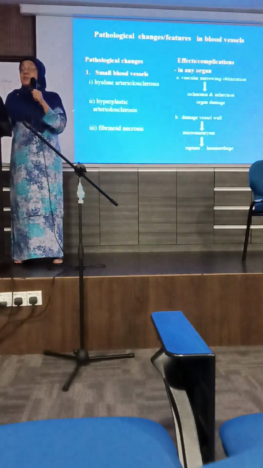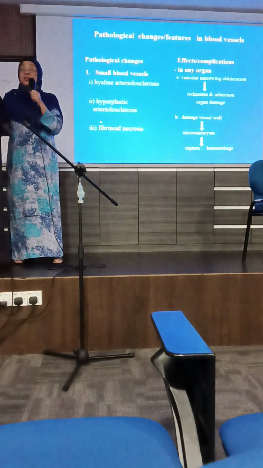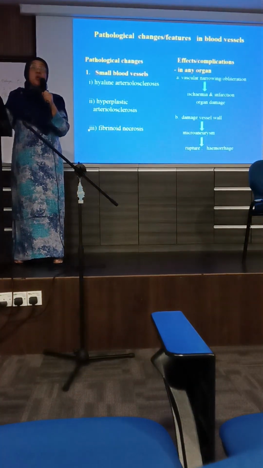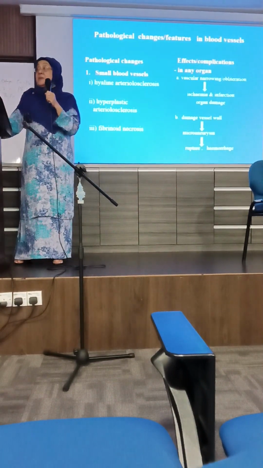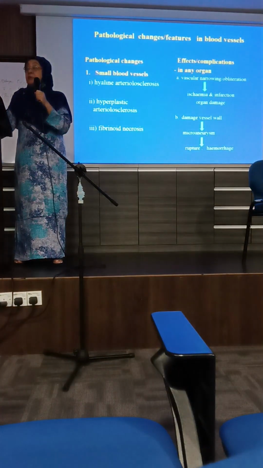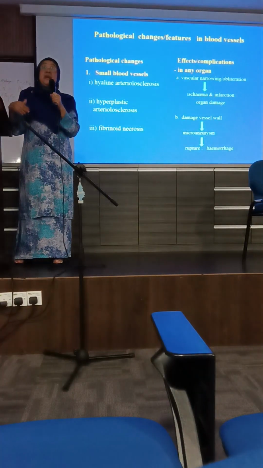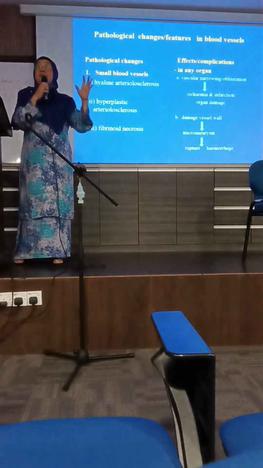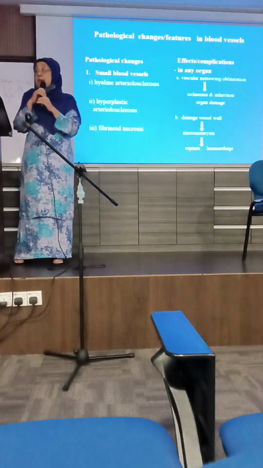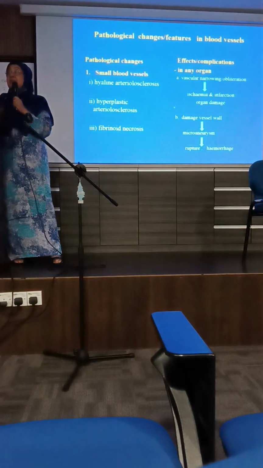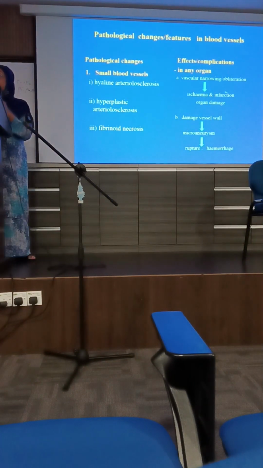Now, these changes are different, basically based on the severity of the disease, because hyperplastic and fibrinoid necrosis are found in patients with really very high blood pressure. We'll see after that. Yeah? Now, these are the changes and these are the effects, right?